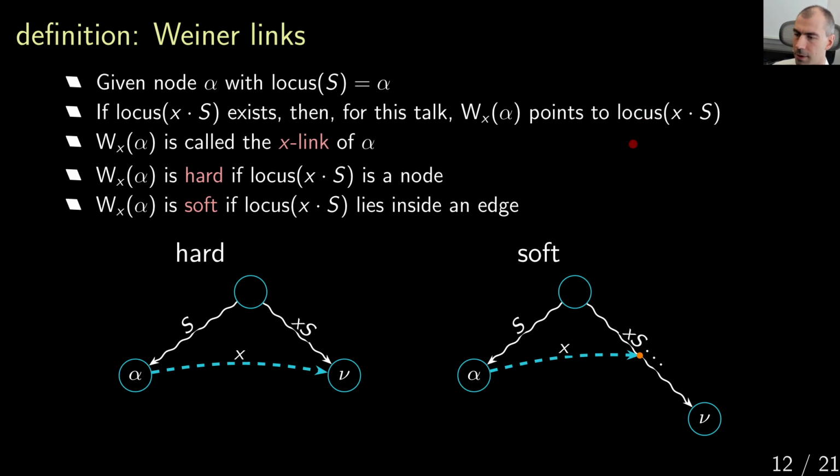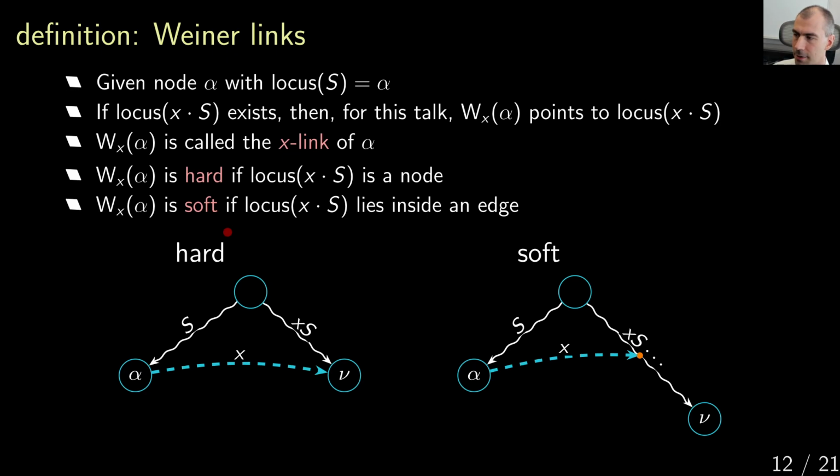And there are two possibilities. First, if it just points to a node nu, then we call this Weiner link hard, because it points to a node. Otherwise, it points inside an edge, and we call it soft.